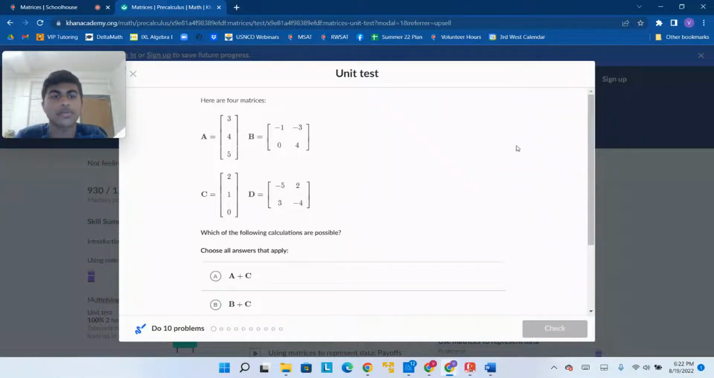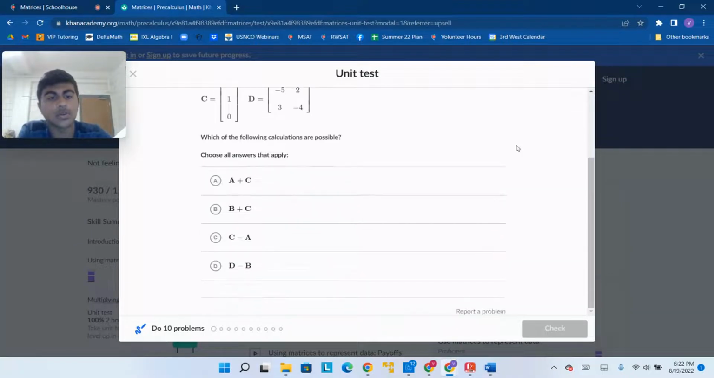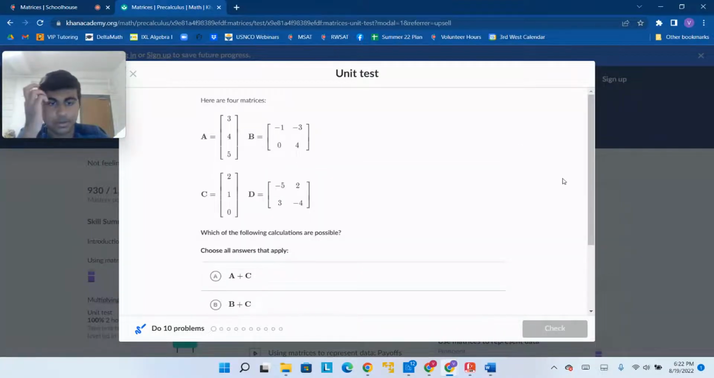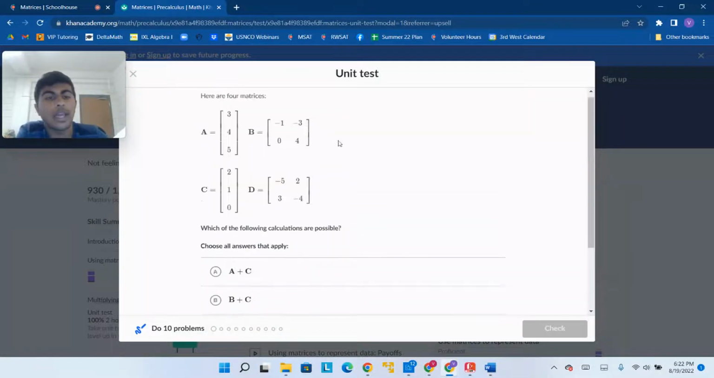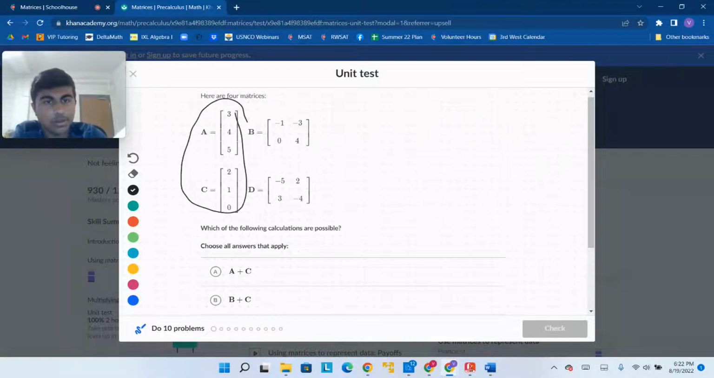Let's go. So we are given four matrices total, two sets of them, and we're asked which of the following calculations are possible. And we're given addition and subtraction as our operations. But you can only add and subtract matrices that have the same dimensions, right? So A and C have the same dimensions, 1 by 3. And B and D also have the same dimensions, so 2 by 2.